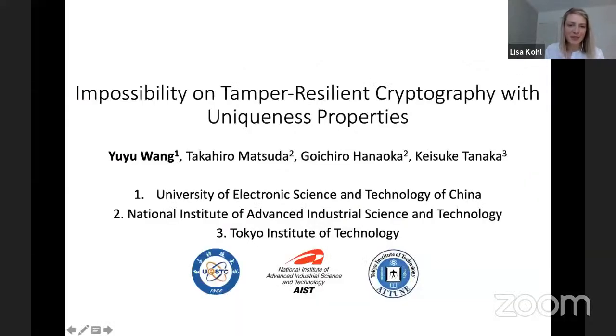Impossibility on Temporary Resilient Cryptography with Uniqueness Properties. This is joint work by Yu Wang, Takahiro Matsuda, Koichiro Hanaoka, and Kaisuke Tanaka. And Yu will give the talk, so please. Okay, thanks for the introduction. I'm Yu Wang. Today I will talk about the impossibility on temporary resilient cryptography with uniqueness properties. It's a joint work with Takahiro Matsuda, Koichiro Hanaoka, and Kaisuke Tanaka.